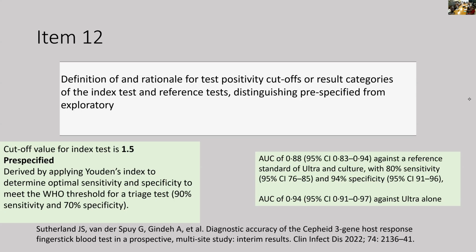They had applied the same cartridge on adult patients, and they got an AUC of 0.88 with a sensitivity of 80% and 94% specificity in an adult population. So based on that, they applied the Youden's index and got the value of 1.5, hoping that the test would have a sensitivity of 90% and a specificity of 70%.